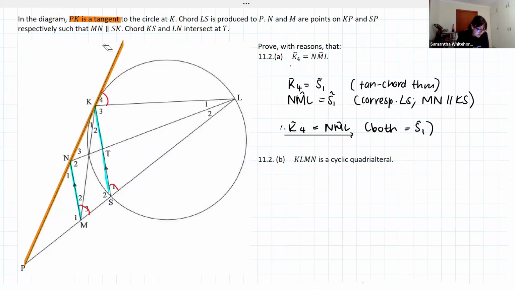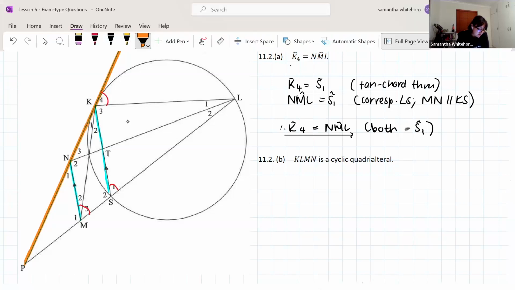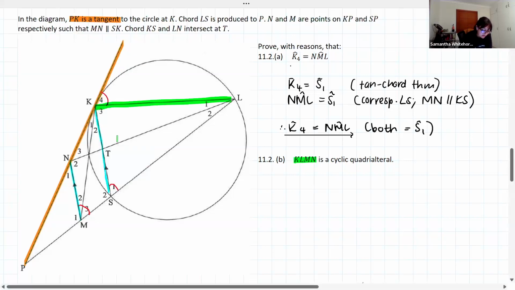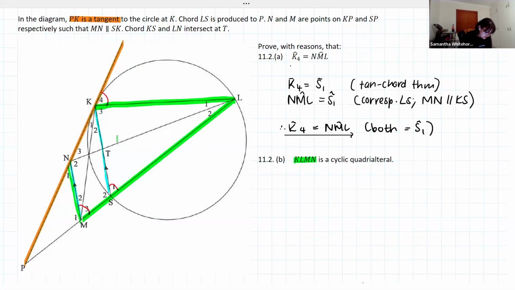Question 11.2b asks us to prove that KLMN is a cyclic quad. So let's look at where KLMN is: K, L, to M, to N, all the way back. I want to prove that the quad highlighted in green is a cyclic quad.